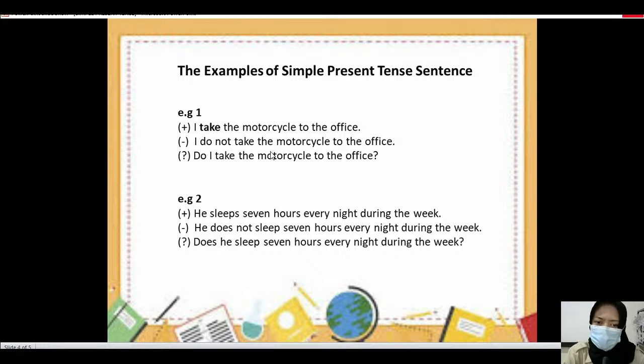I, you, we, or they. It is, for example, of 1. Next, I want to tell you about example of 2. He sleeps 7 hours every night during the week. Dia bangun jam 7 setiap malam selama minggu ini.